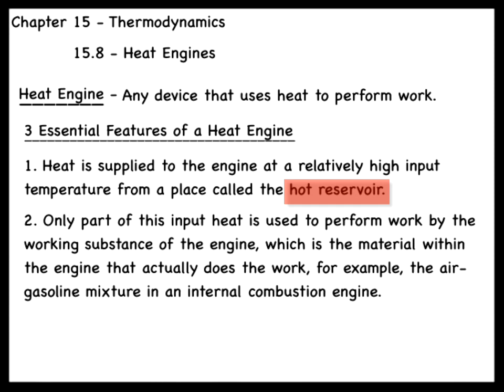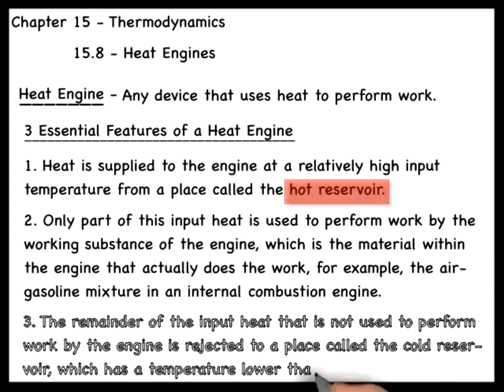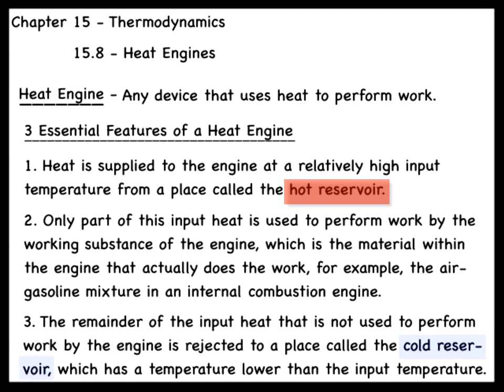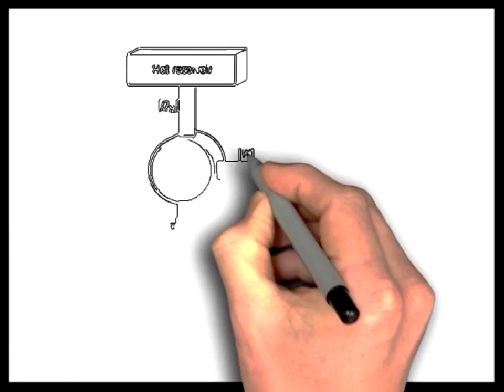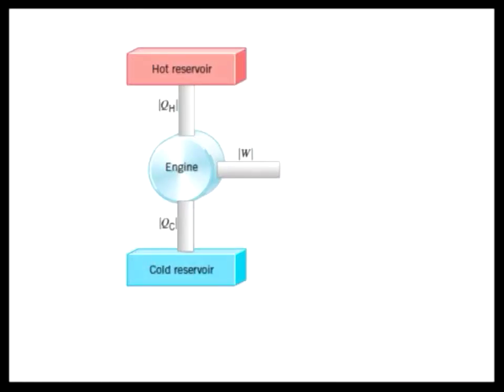And third, the remainder of the input heat that is not used to perform work by the engine is rejected to a place called the cold reservoir, which has a temperature lower than the input temperature. The figure below illustrates the three main features of a heat engine.